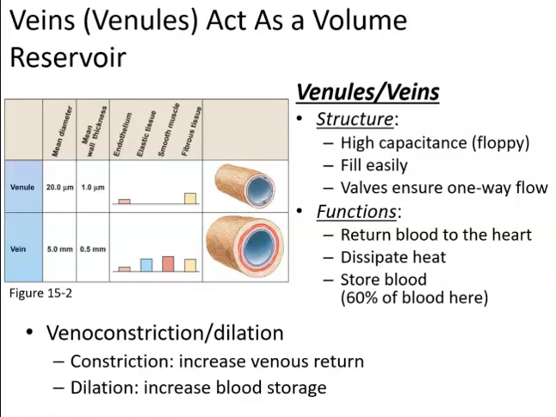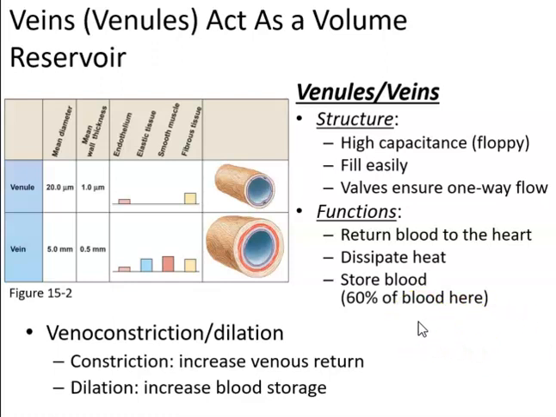Another function, of course, is the storage of blood. So our veins are known as the volume reservoir of the circulatory system. About 60% of the blood is stored in the veins. And we know that veins are more numerous and have a larger diameter than arteries.